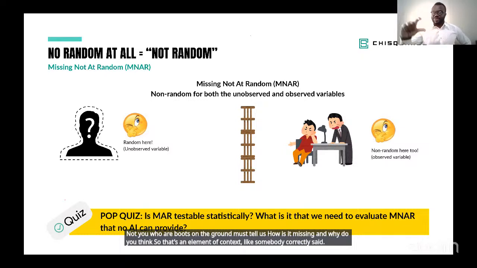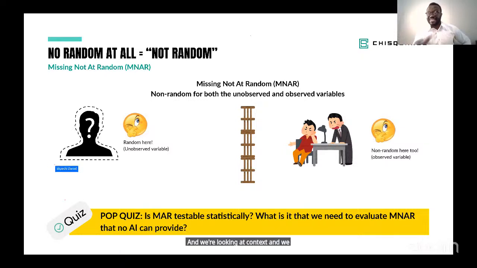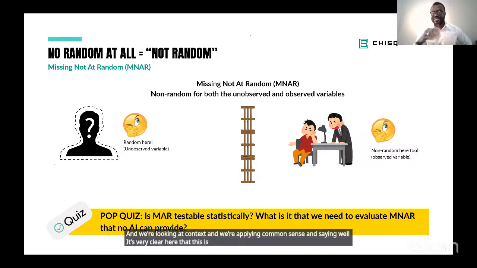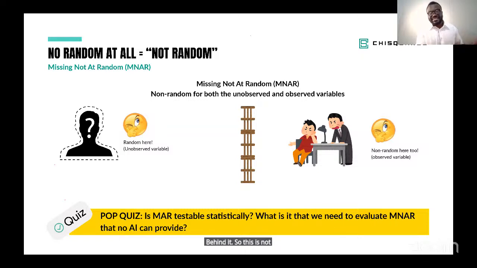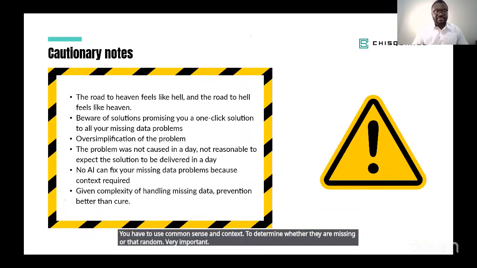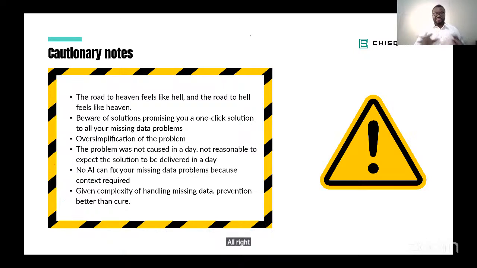We're looking at context and applying common sense and saying, well, it's very clear here that this is MNAR because this question, for whatever reason, fill in the blank. So there's a theory behind it. This is not where you turn to statistics. Stats can't help you in this one. You have to use common sense and context to determine whether data are missing not at random. Very important.